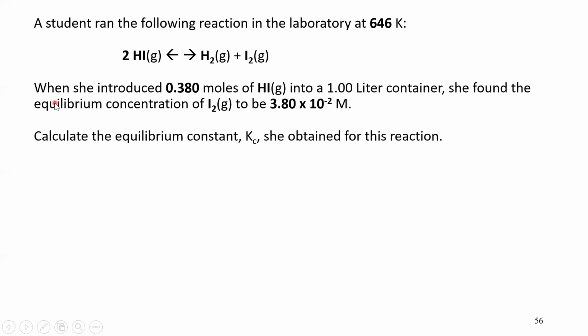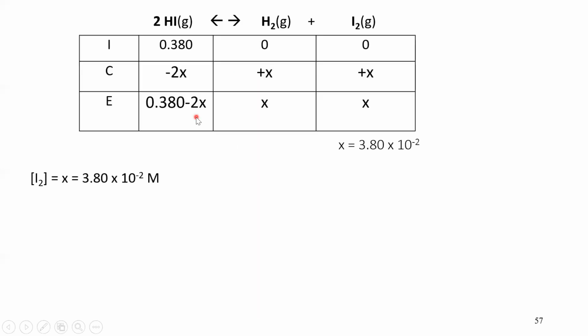And then it says the reaction when it gets to equilibrium has an iodine concentration of 3.80 times 10 to the minus 2. We want to calculate K. We're going to start with an ICE chart. We always start with an ICE chart. I stands for initial. C stands for the stoichiometric change. E stands for equilibrium.